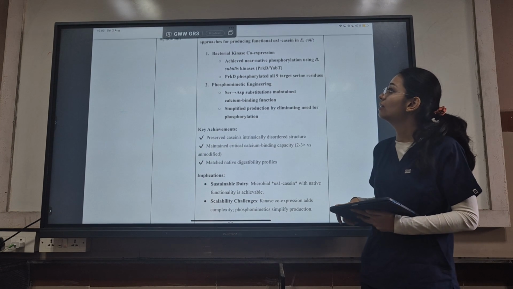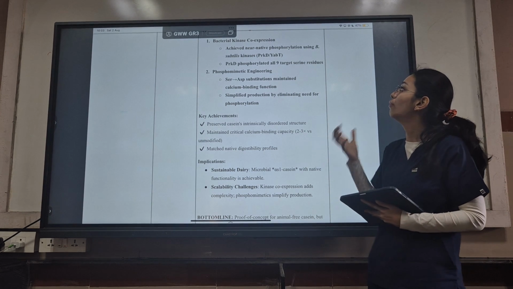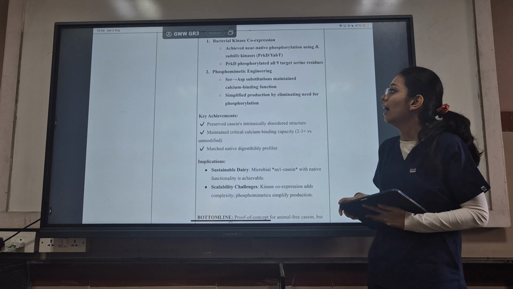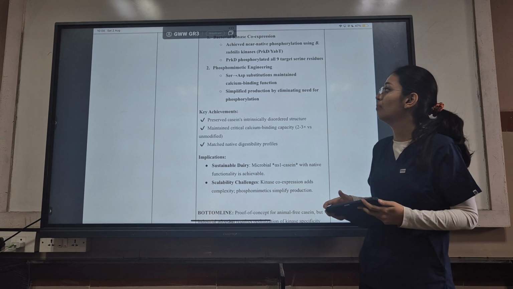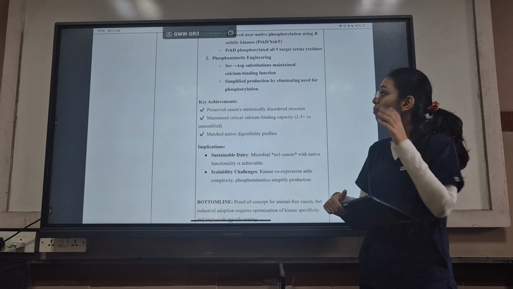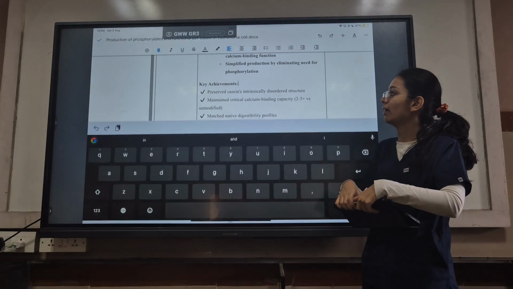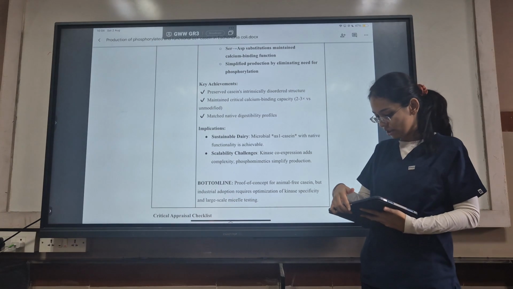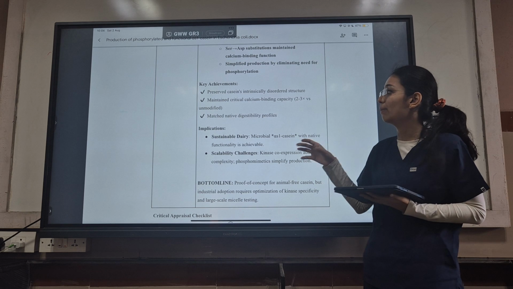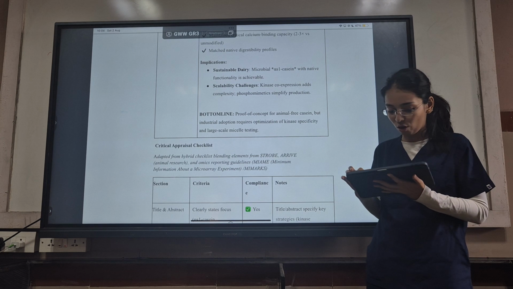in E. coli. So it has a bacterial kinase co-expression which achieved near-native phosphorylation using Bacillus subtilis kinases, and phosphomimetic engineering substitutes were used to maintain the calcium binding function and simplify production by eliminating the need for phosphorylation. So the key achievements were that they preserved the casein's intrinsically disordered structure. It maintained critical calcium binding capacity, and it matched the native digestibility profiles also.